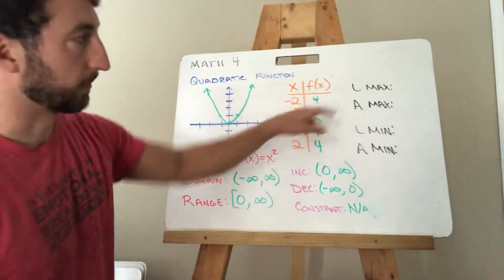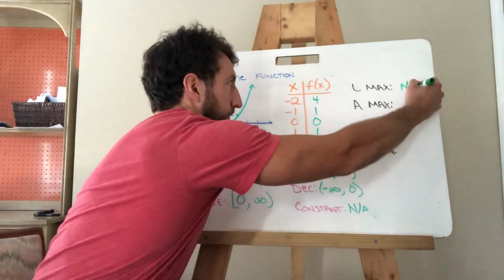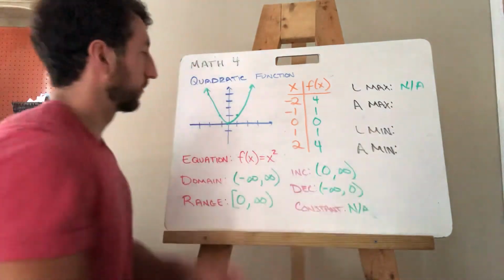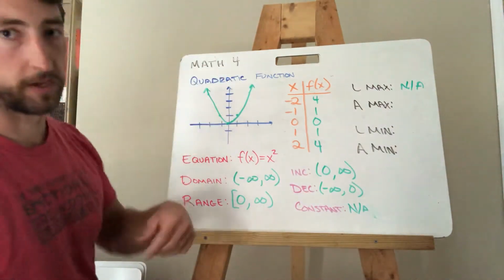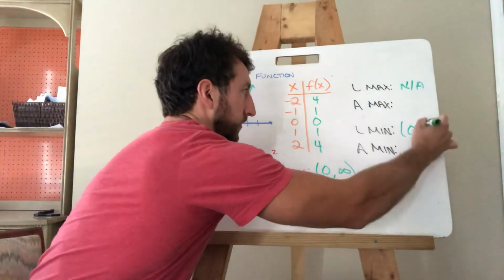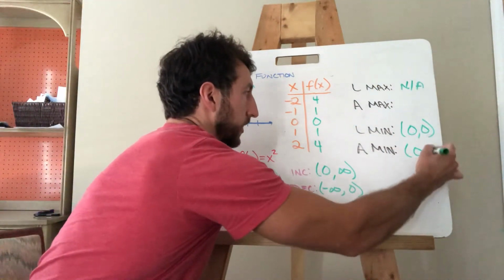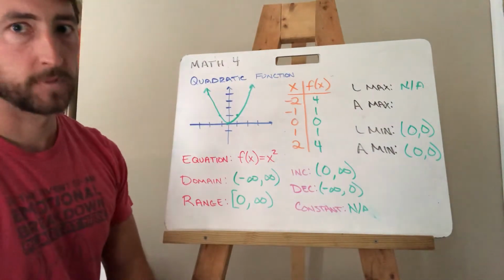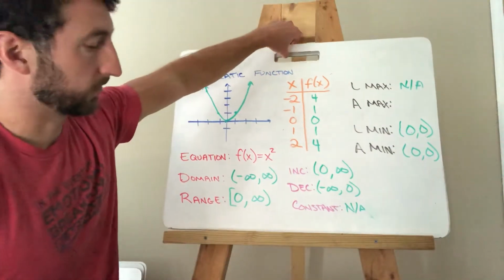All right. Local maximum, if you notice, it goes up forever in both directions, so it does not have a maximum, but it does have a minimum because it goes down, hits this point, and goes back up. It is actually the same. The local and the absolute are both going to be the same for this one. So we got 0, 0, and 0, 0. So that is our quadratic function.